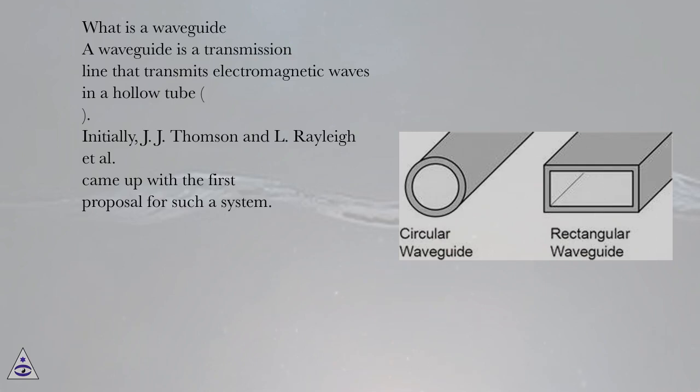What is a waveguide? A waveguide is a transmission line that transmits electromagnetic waves in a hollow tube. Initially, J. Thomson and L. Rayleigh et al. came up with the first proposal for such a system.